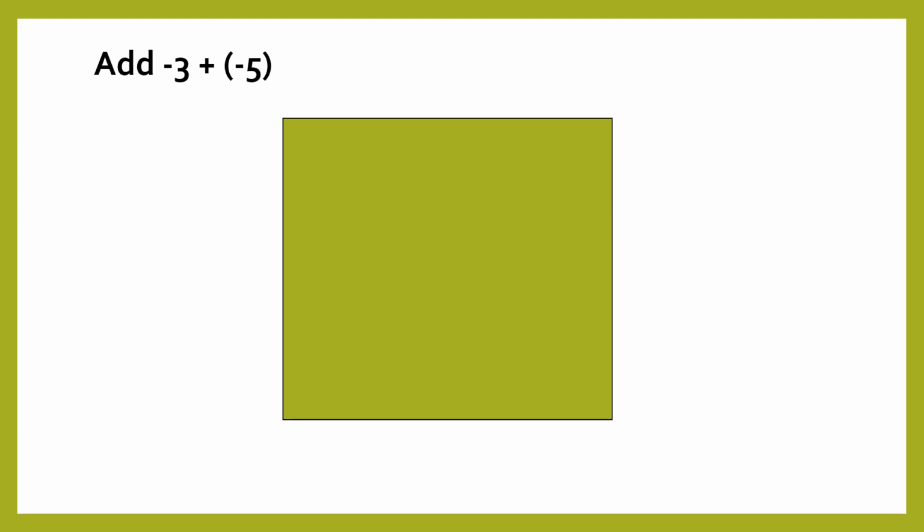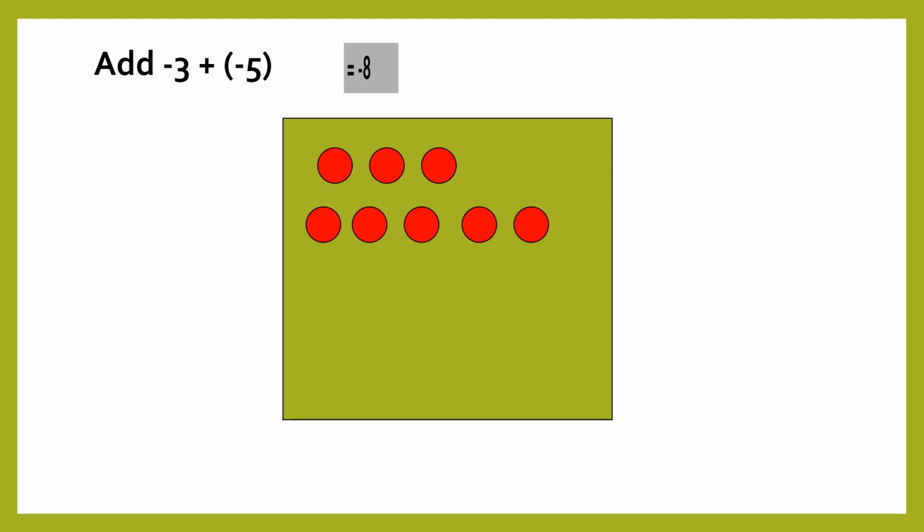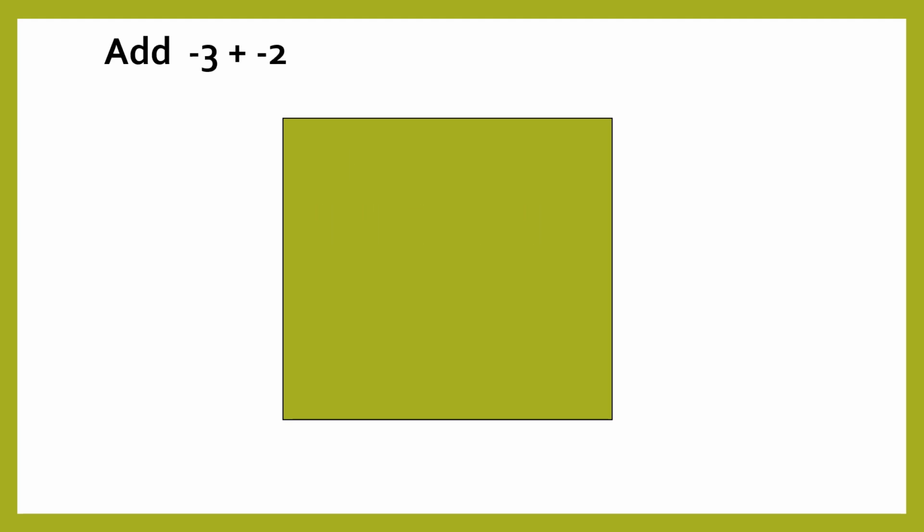Next, negative 3 plus negative 5. So we have 3 negative red circles, then add another 5 circles. So the answer is negative 8. Negative 3 plus negative 2. So we have 3 dots, 4, 5. So the total answer is negative 5.